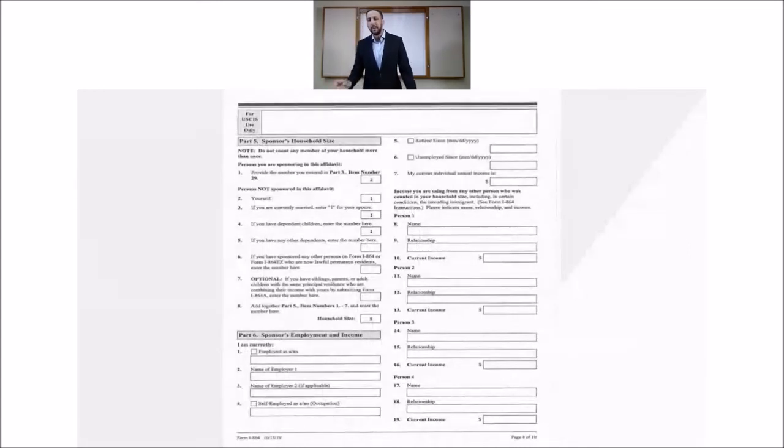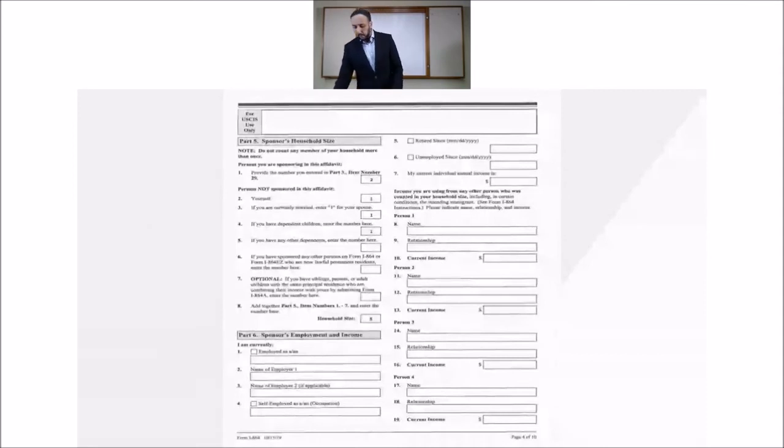One mistake we see quite a bit is in a spouse case. Number 1, they'll put that 1 there, and then number 2, they'll put another 1 counting themselves. And then if you're currently married, they'll put another 1 there, and then eventually that household size turns into 3. But remember, the question says persons that are not sponsored in the affidavit is what you have to do. So take a look at that. Everything else is pretty straightforward.